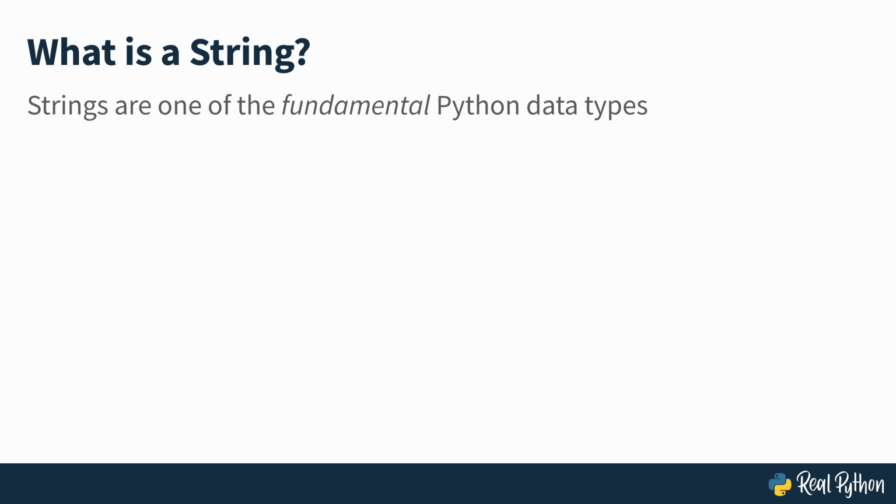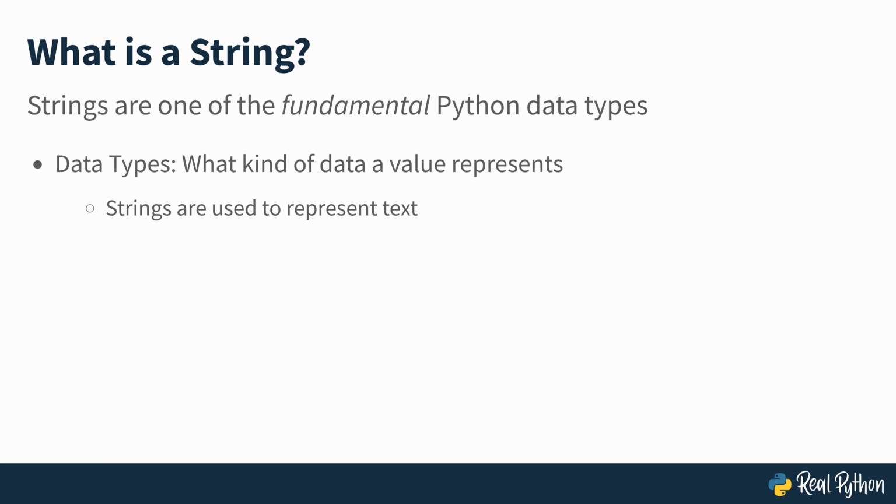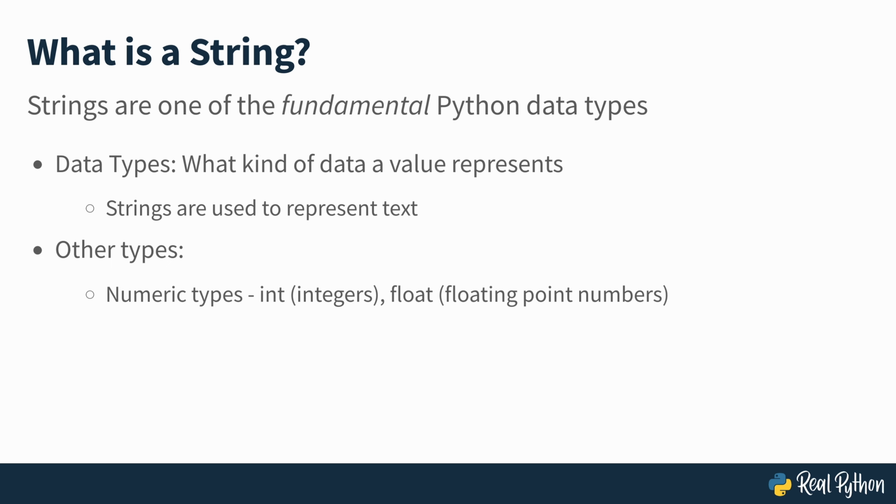Strings are one of the fundamental Python data types. The term data type refers to what kind of data a value represents. And in the case of strings, they represent text. There are several other data types built into Python, such as numeric ones like integers and floating point numbers, booleans, and sequence types like a list or a tuple, which a string is actually part of. You'll learn more about that later.